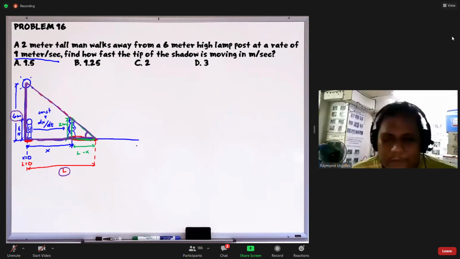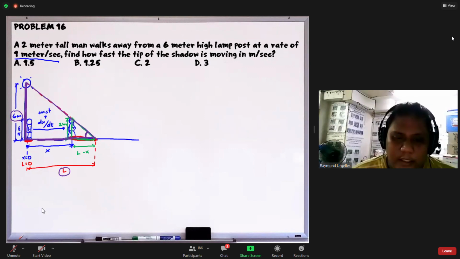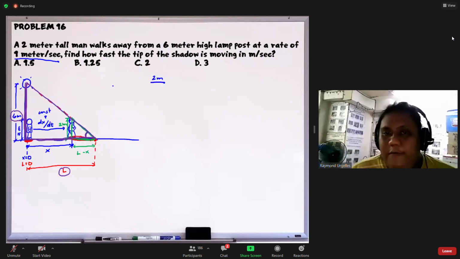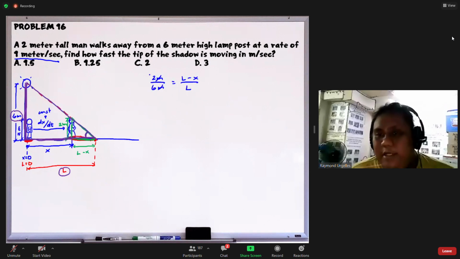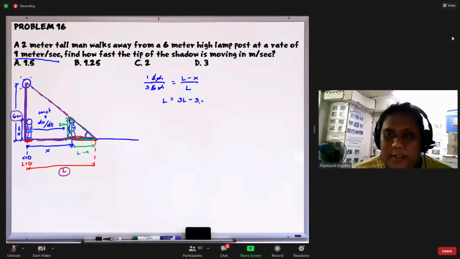Therefore, by the concept of similar triangles, the ratio between corresponding sides are equal. The height of the smaller triangle is 2 meters, and the height of the larger triangle is 6 meters. The base of the smaller triangle is L minus X, and the base of the larger triangle is L. So 2 divided by 6 is 1/3. So we have L is equal to 3L minus 3X.